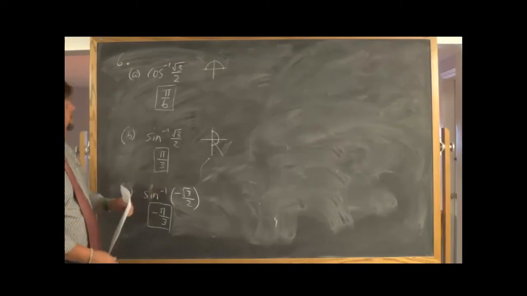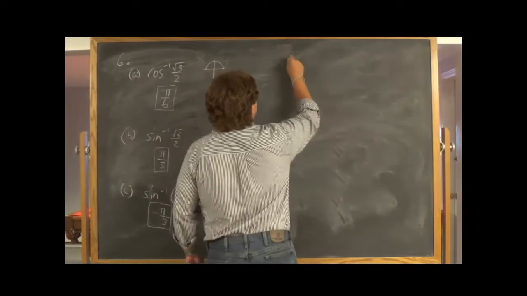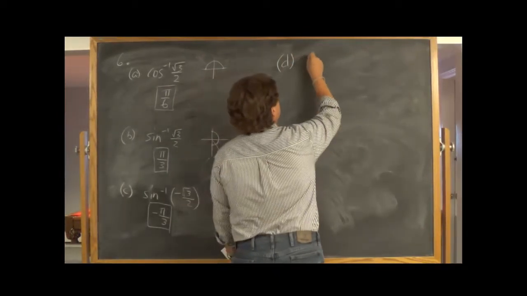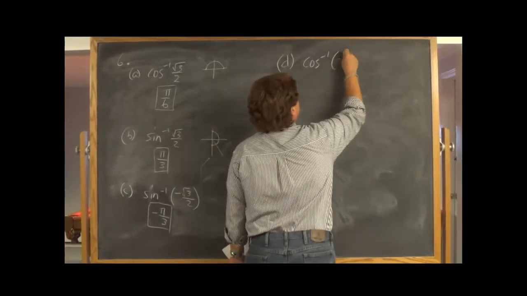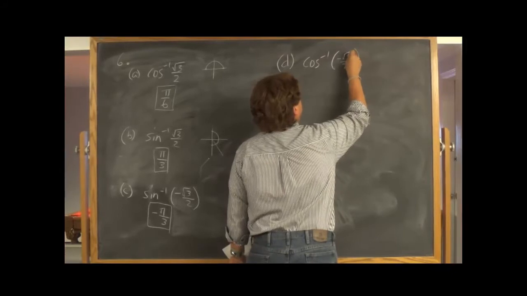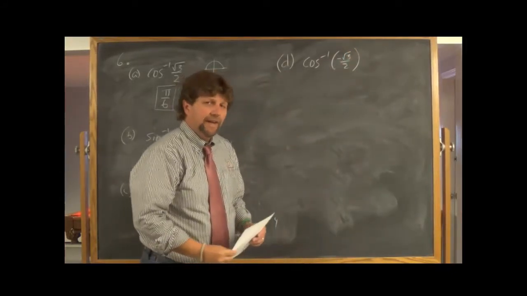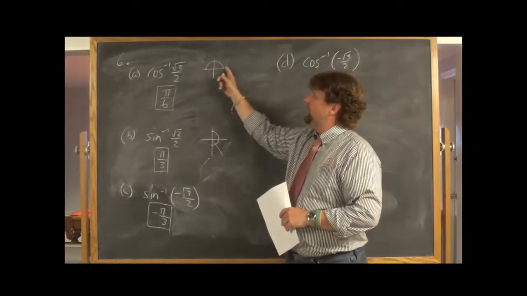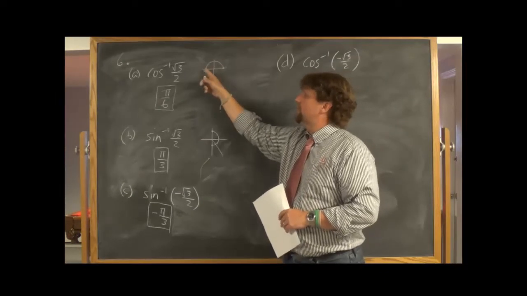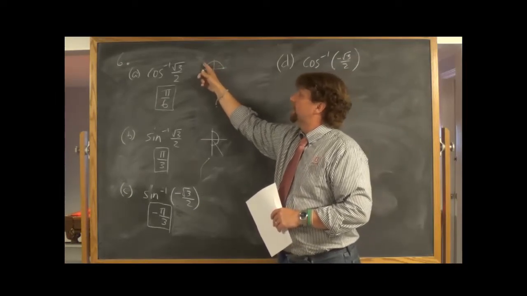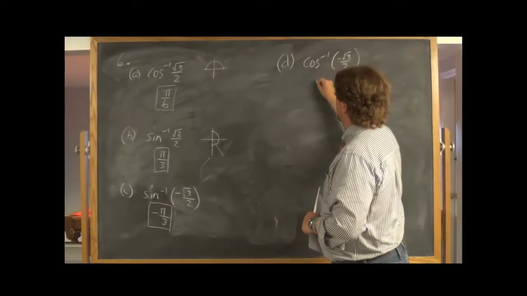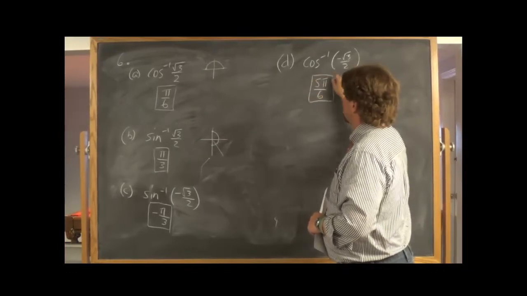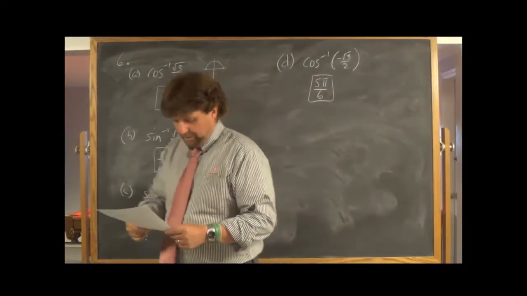Part D, you're asked inverse cosine of negative square root 3 over 2. Well, inverse cosine, you're looking for an angle on the top half of the unit circle. That's from 0 to pi. I believe that angle is over here, and you should have 5 pi over 6. So far, so good, I hope.